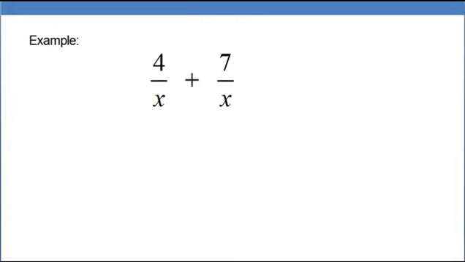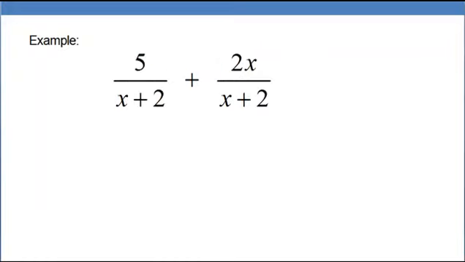For our next example, we are adding fractions and we have variables there. We do have the common denominator. So we'll go ahead and put it in the answer and combine on the numerator. 4 plus 7 is 11, and this will not reduce.